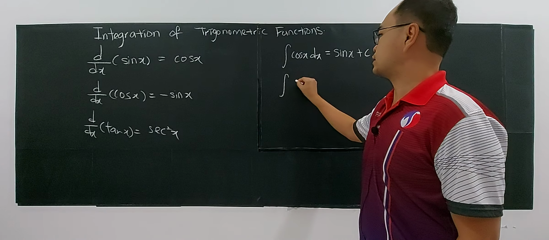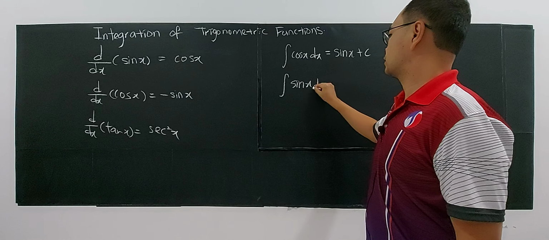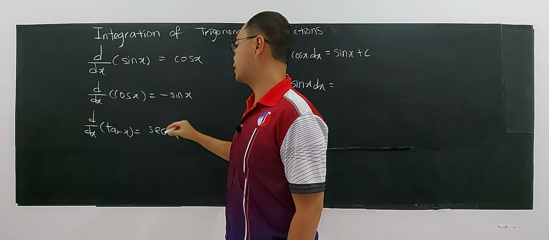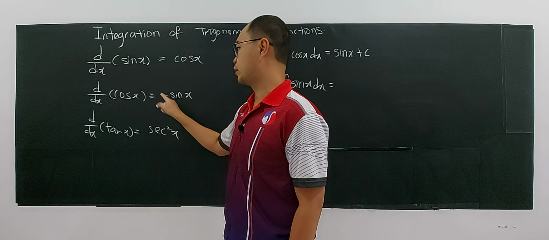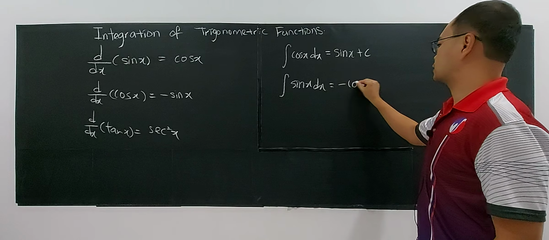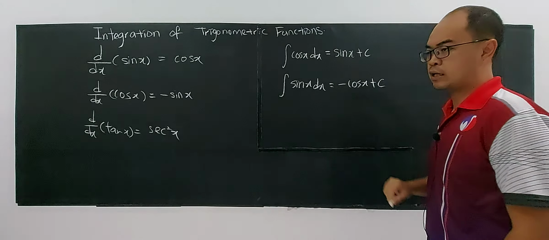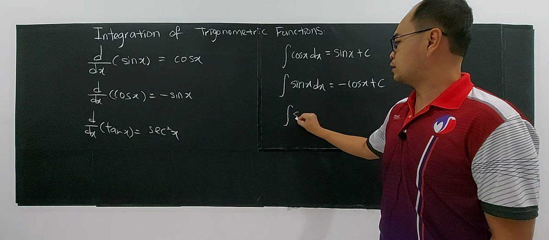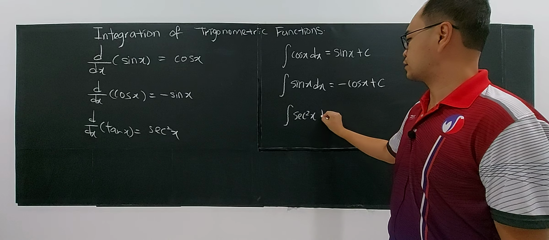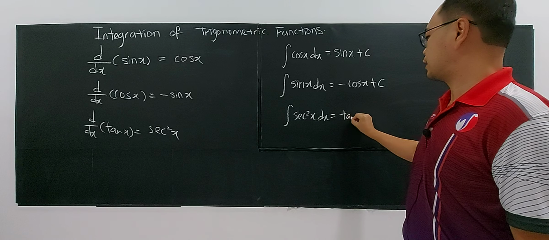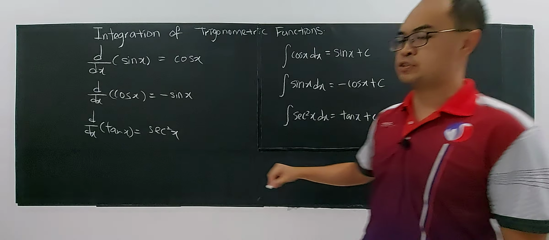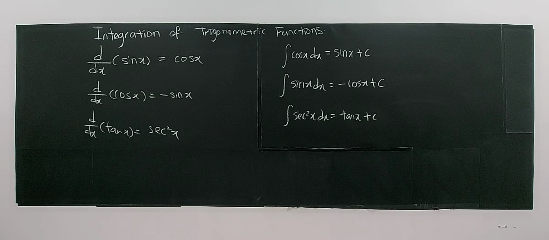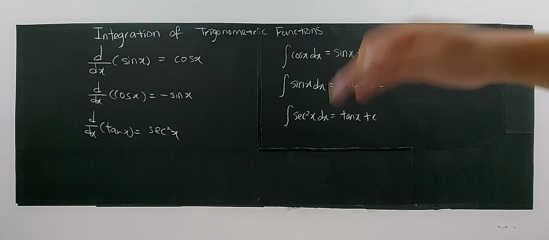If I integrate sine x, because differentiating cos x gives negative sine x, when you integrate sine x you get negative cos x. I'm not going into detail, I just tell you the formula. Integrating secant square of x, I get back tangent x, because differentiating tangent x gives secant square. I will give you some examples. This is a basic formula that you need to remember.